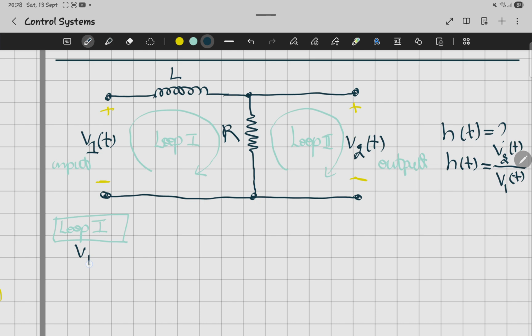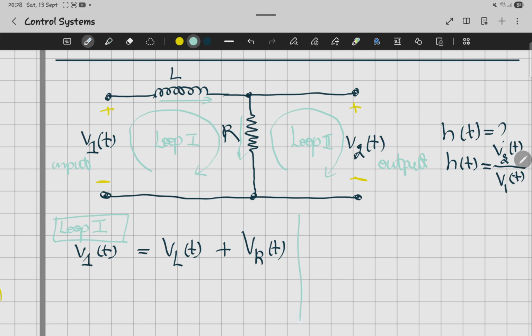So v1 of t is equal to the sum of the voltages inside the loop. We're going to have a voltage across this inductor, and another voltage across this resistor. So we add the voltages as we go, and it's going to be VL of t plus Vr of t. This is what we get from loop 1.